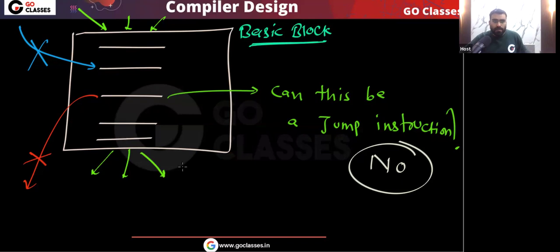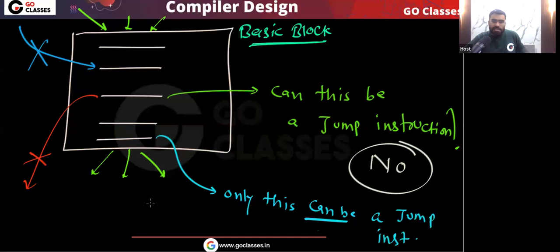Now, if there is a jump instruction, which instruction can be the jump instruction? Only this one can be a jump instruction. I am saying can be. Only this can be a jump instruction.